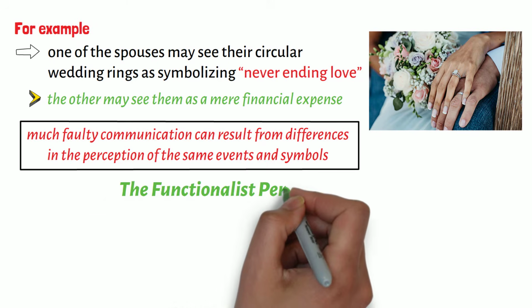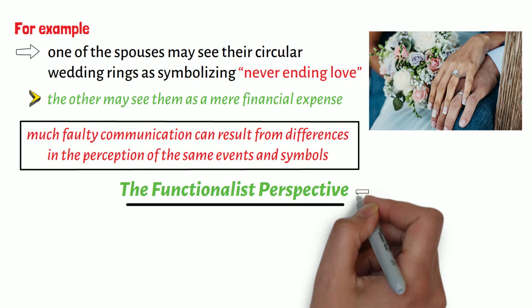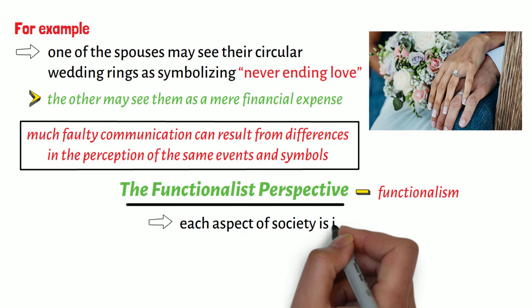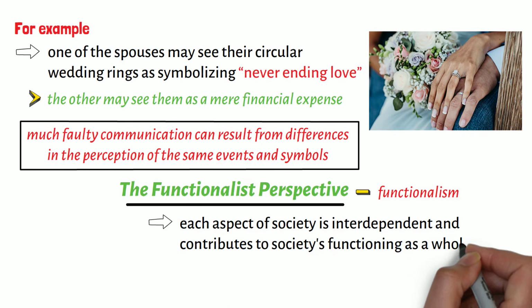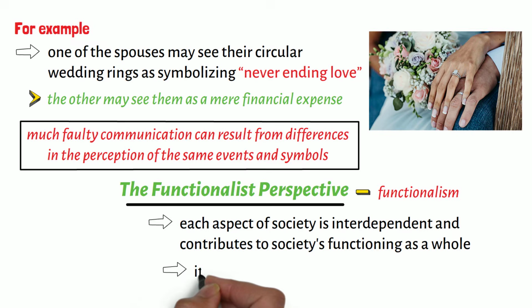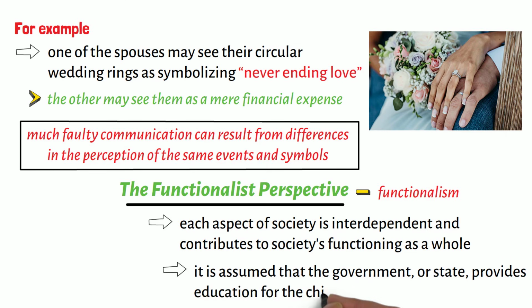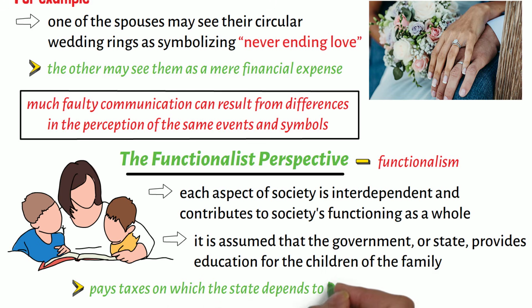The functionalist perspective. According to the functionalist perspective, also called functionalism, each aspect of society is interdependent and contributes to society's functioning as a whole. Here, it is assumed that the government, or state, provides education for the children of the family, which in turn pays taxes on which the state depends to keep itself running.